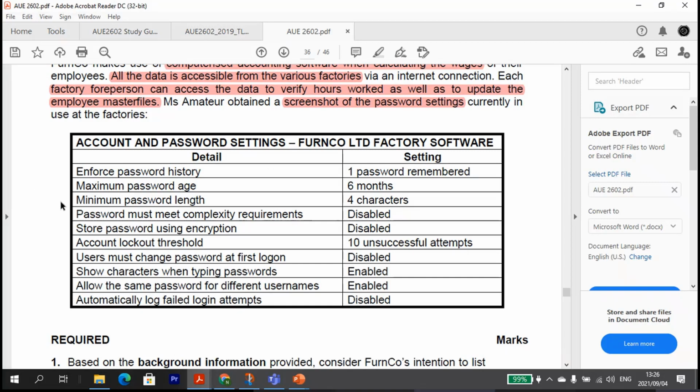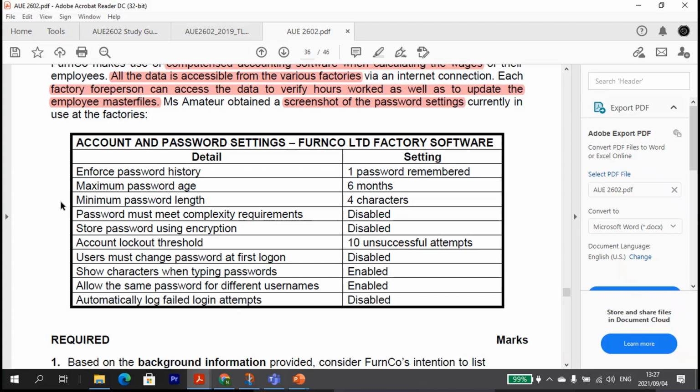It shows the characters when typing password enabled. I think that should be disabled. Okay. And why do you think so, Naeem? Because you never know if somebody is checking your computer or something, and then password is correct.